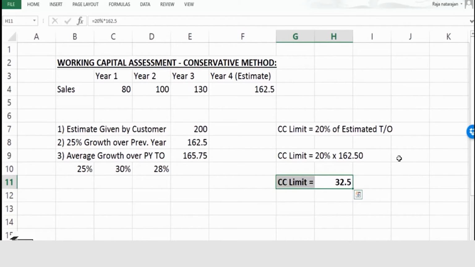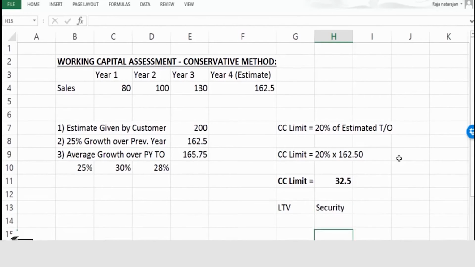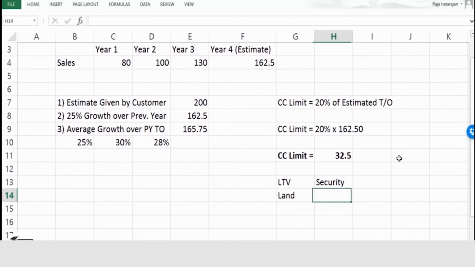And we have to ensure that if the bank is very particular about the security, then this 32.5 is adequately covered by the security. So for that we have to look into the loan to value norms, because the banks will have something known as LTV norms, and let's say they are going to give some security. Security is something like say land. Then land means the comfort level could be very low for the bank, but if it is something like residential property or say commercial property, the comfort level will be high.